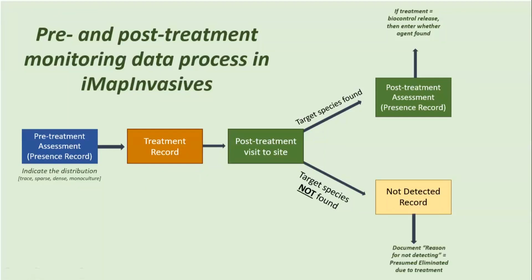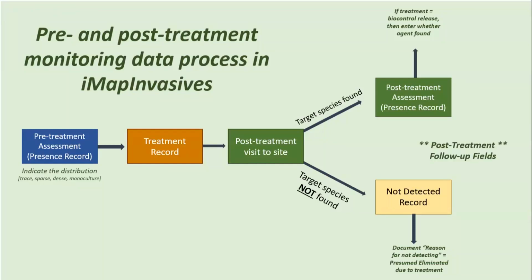When you enter a not detected record, there is a field that is reason for not detecting. One of the reasons you can select is presumed eliminated due to treatment. We have those kind of words of caution in there. We presume that it's eliminated. We're not making the assumption that it's definitely gone at that point, but you can select that to start that process of documenting your first follow-up. And hopefully year after year, you can go back and keep not detecting that species there.